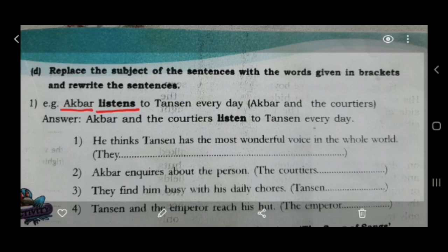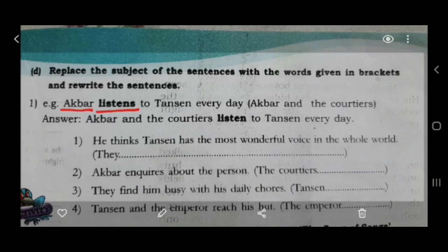Akbar is a single person, so it is singular. Akbar listens, so S will be there with the verb. Akbar listens, not listen, because Akbar is singular. Akbar listens to Tanzan every day. Now in this sentence, the subject is singular, right?